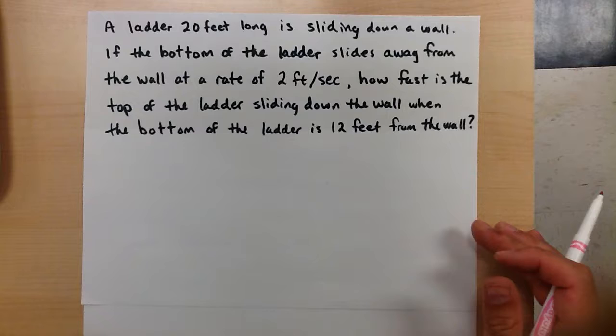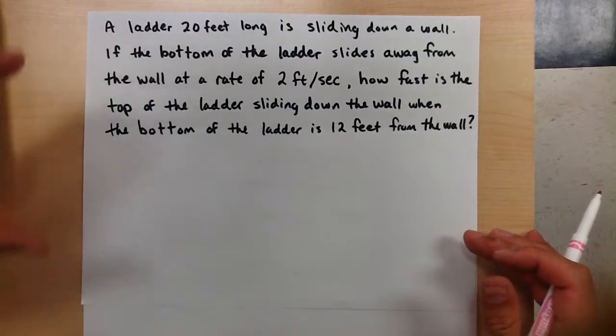You have a ladder. It's sliding down a wall. A ladder 20 feet long is sliding down a wall. The bottom of the ladder slides away from the wall at a rate of 2 feet a second. We want to know how fast the top of the ladder is sliding down the wall when the bottom of the ladder is 12 feet from the wall. So let's dissect this question.